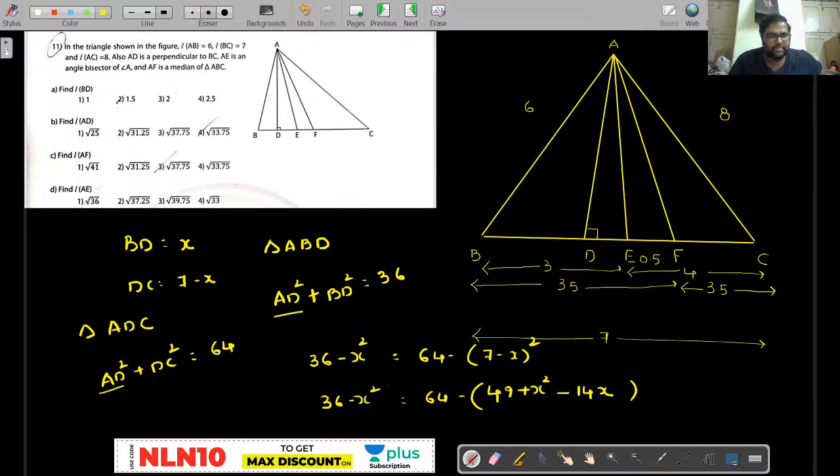Observe here, you are asked to find the BD value. If you can find the x value from here, anybody? Anyone got the answer? Mahendra, Dejavu, Balaji, what about your answers?